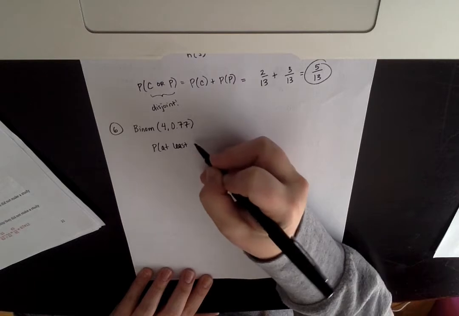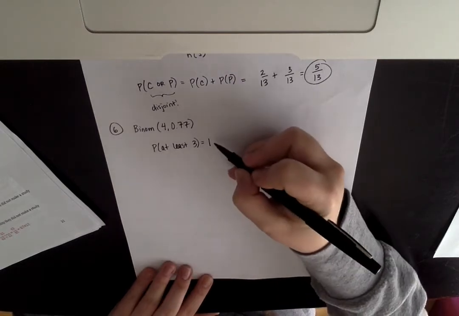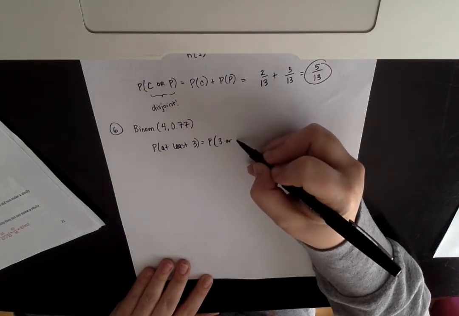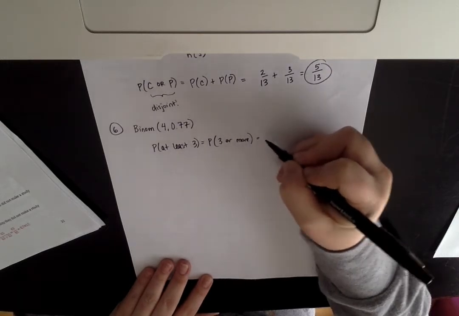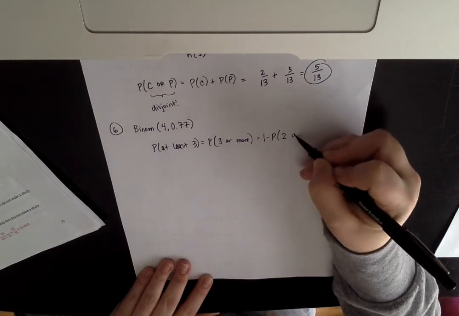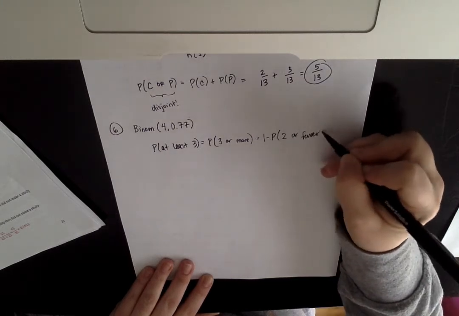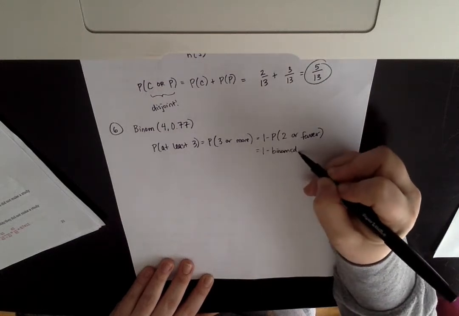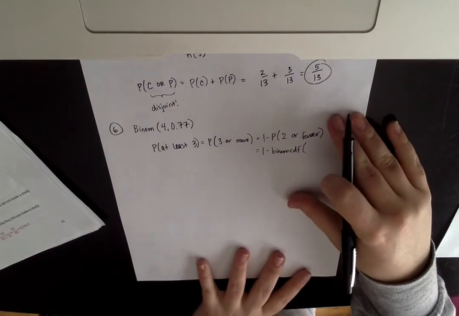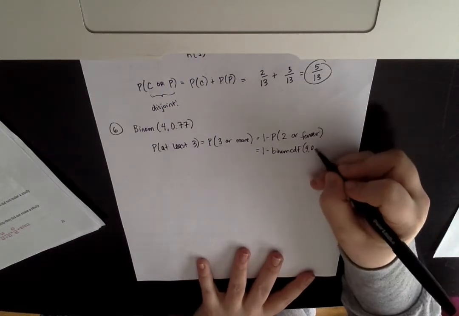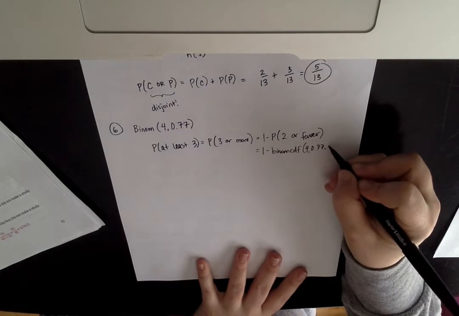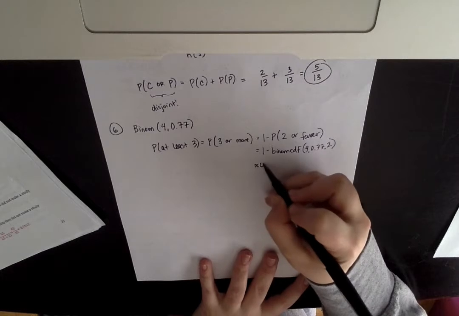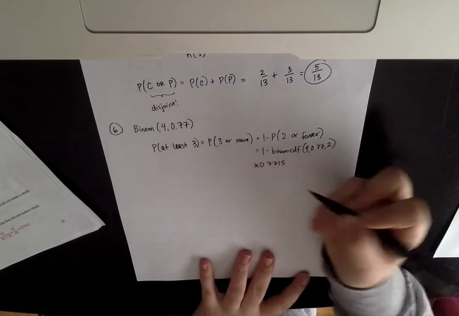I said I would skip it, but at least 3. That would be the probability of 3 or more. So that's 1 minus the probability of 2 or fewer. So very similar to what we did on the other side. 1 minus the binomCDF, because we want to take away everything below 2. This is 4, 0.77, and 2. Okay, and if you plug that in, we get 0.7715.